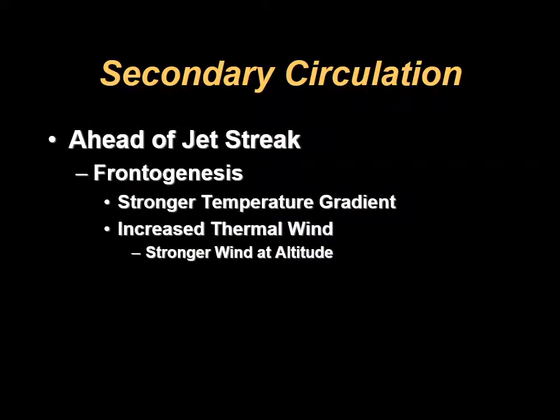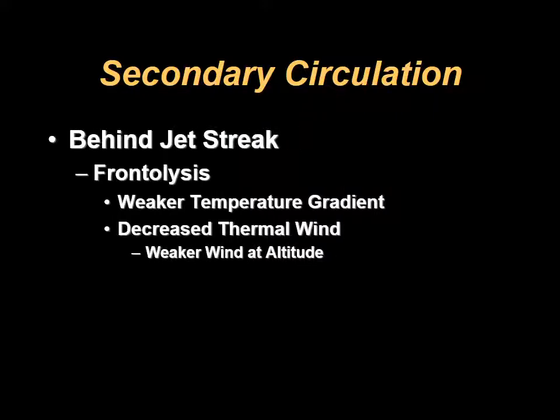So that means that out ahead of the jet streak, the temperature gradient to the east is getting stronger. So that means that your thermal wind is increasing, because the temperature gradient is tied to the thermal wind, which means that you're going to have a stronger wind at altitude. But in the entrance region behind the jet streak, it's frontolytic. The temperature gradient's getting weaker. That decreases the thermal wind. So the wind at altitude is weaker.